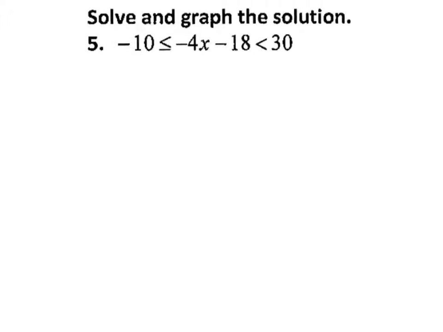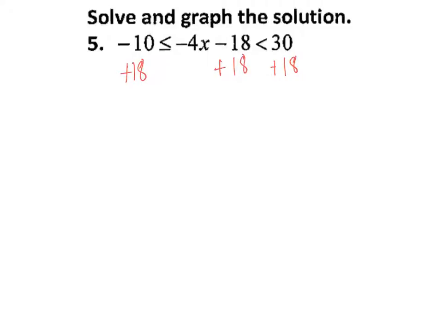So now going back to what we learned a couple weeks ago, solve and graph the solution. So what is this kind of inequality called? You guys remember? Compound inequality, okay? So where do I start solving? Add 18 to all sides. Okay, so I'm starting in the middle. All right, and I'm going to start by adding 18 to both sides.